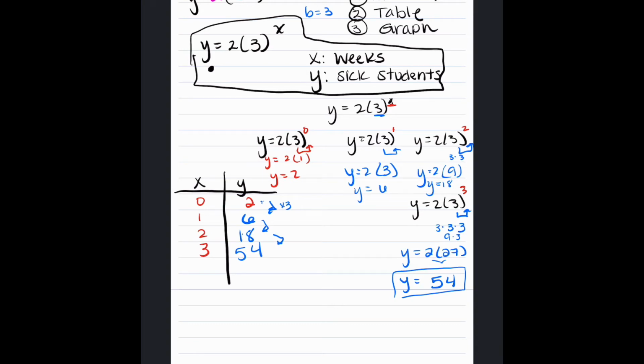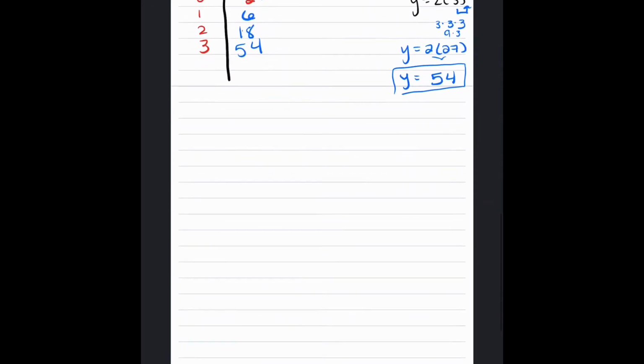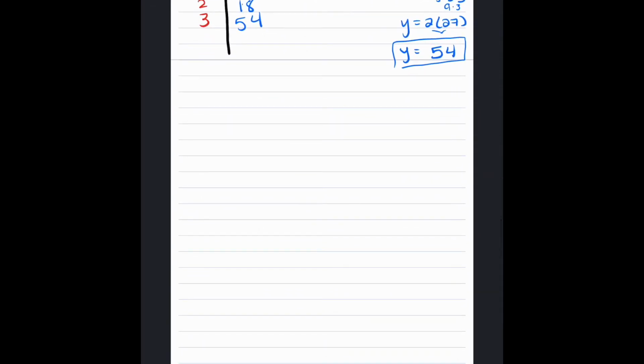Okay, once we have all those values down on our table, the final step is to go ahead and graph it. So make sure you're doing this on a separate sheet of paper because you're going to have to post a picture of your graph. Or you can do it on Desmos if you'd like. So let me just quickly draw this graph.